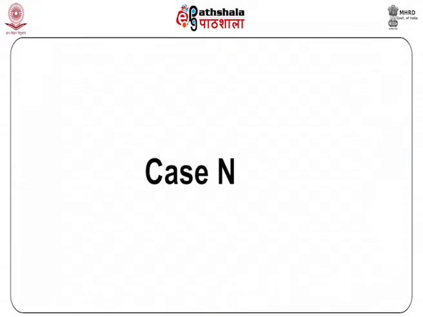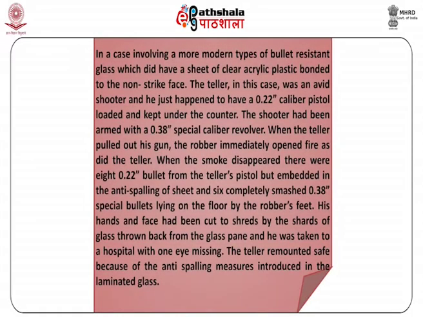Now let us discuss case number 3. This case involved a more modern type of bullet resistant glass, which did have a sheet of clear acrylic plastic bonded to the non-strike face. The teller in this case was an avid shooter and he just happened to have a .22 caliber pistol loaded and kept under the counter. The robber had been armed with a .38 special caliber revolver. When the teller pulled out his gun, the robber immediately opened fire, as did the teller.